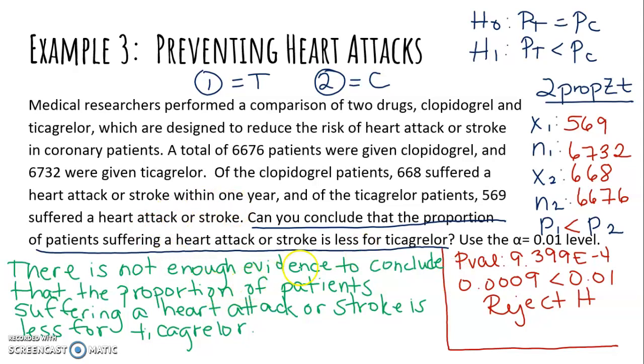So that means there is not enough evidence. I'm sorry, I wrote that wrong. That means that there is enough evidence because we rejected the null. There is enough evidence to conclude that the proportion of patients suffering a heart attack or stroke is less for, I'm not even going to try to butcher that, I'm just going to say the T drug.